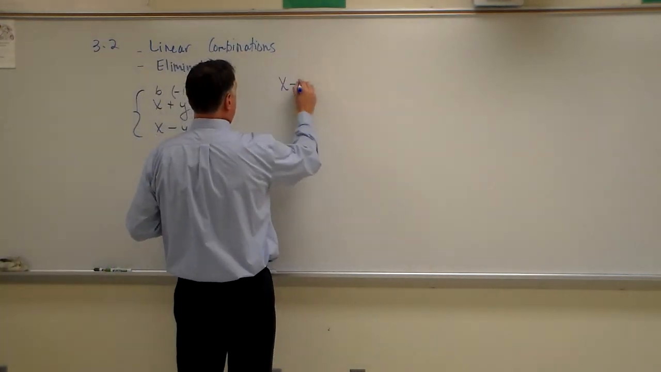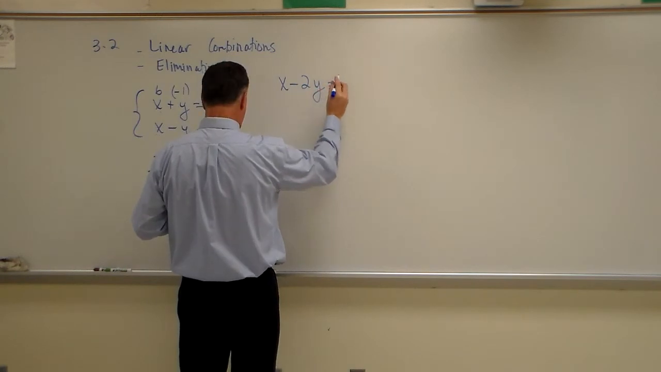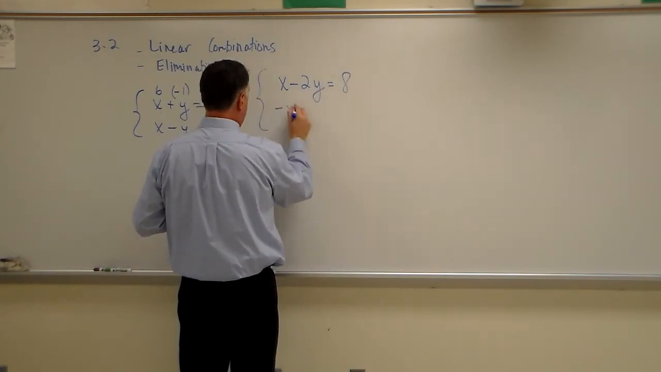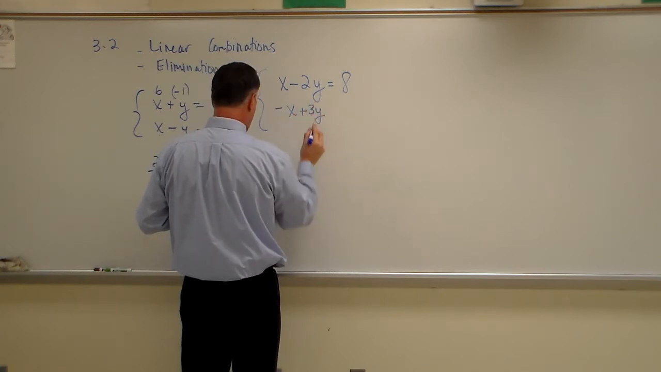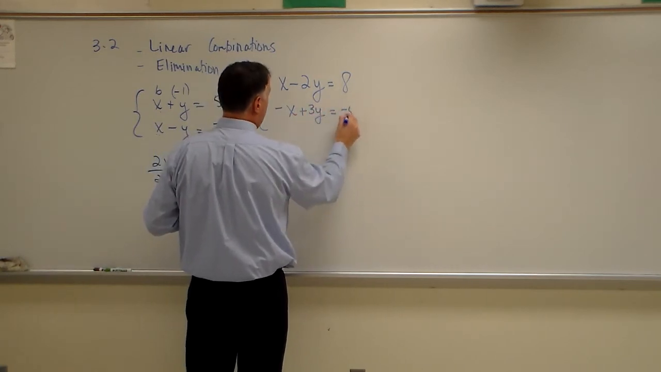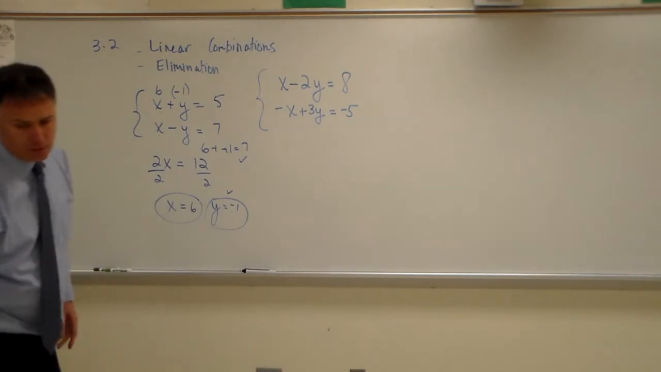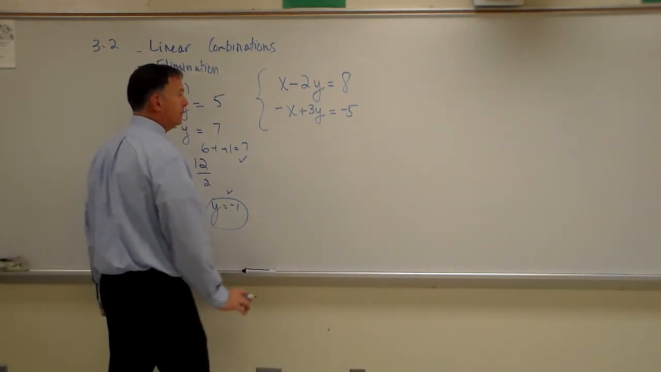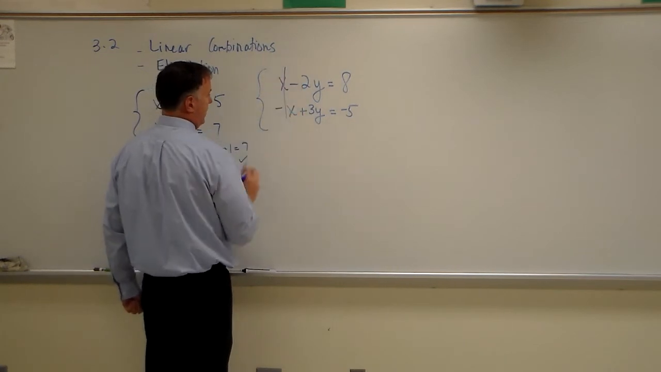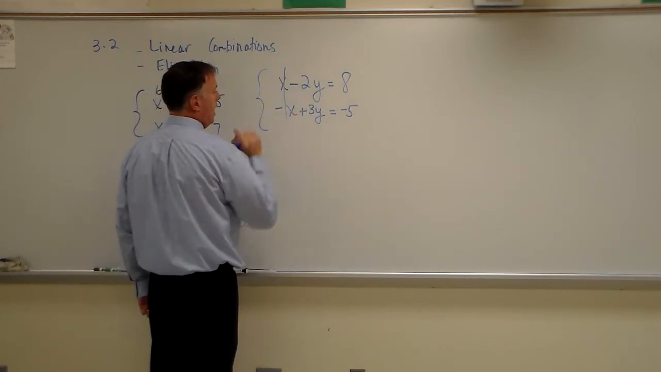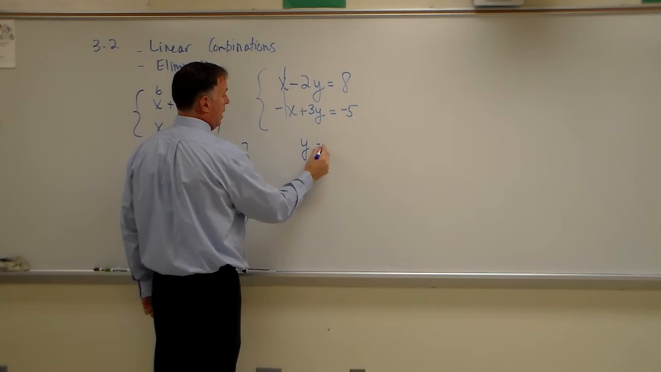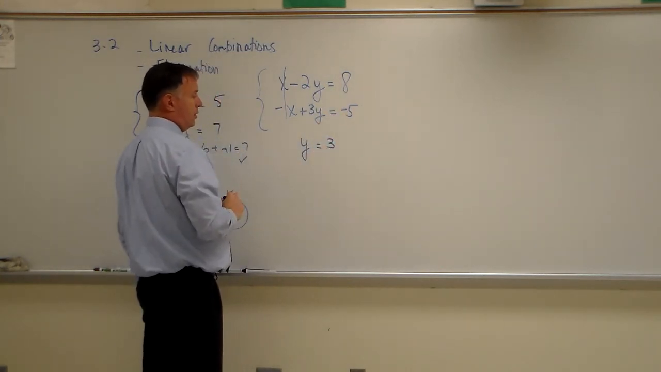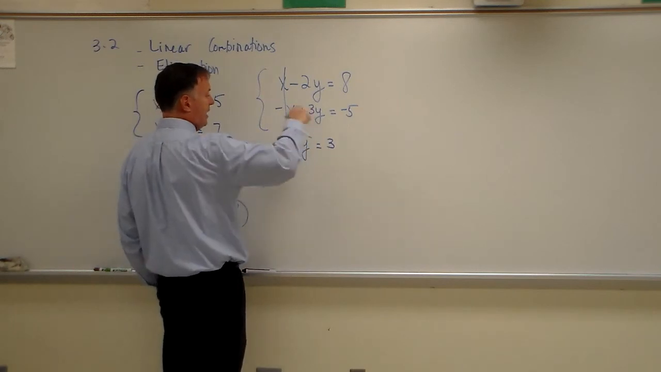So if I had x minus 2y equals 8, and negative x plus 3y equals negative 5, I want to add the two equations together to get one of the letters to cancel. So these cancel. Negative 2y plus 3y is 1y. 8 minus 5 is 3. So if y is 3, I've got to find out what x is.